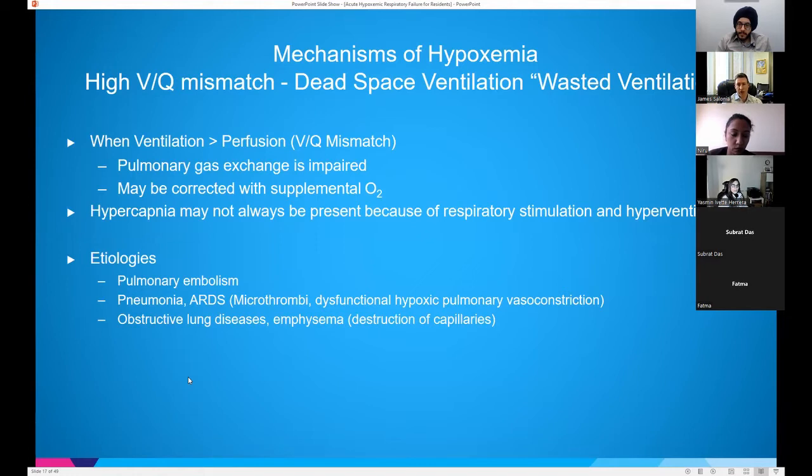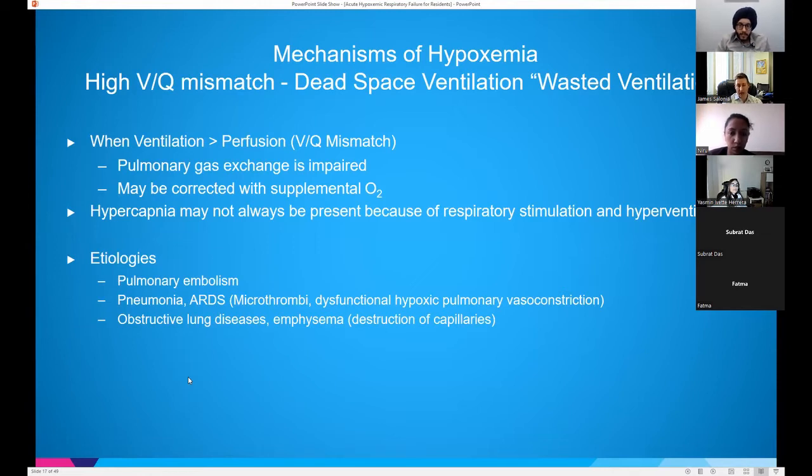So hypoxemia is usually corrected with supplemental oxygen. That's one of the features of dead space ventilation. Again, when you're dealing with hypercapnia, that's not something you always see because a lot of the time these patients are tachypneic and they're hyperventilating, so they're blowing off the carbon dioxide. And the etiologies, like I said, in addition to pulmonary embolism, pneumonia can also cause this as well. There's overlap. ARDS can cause this.